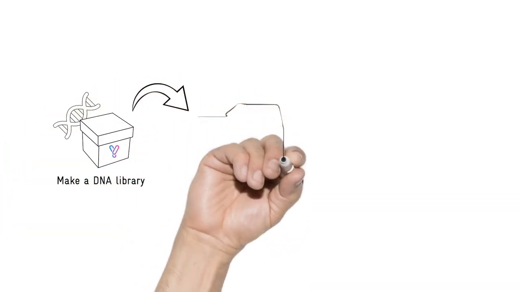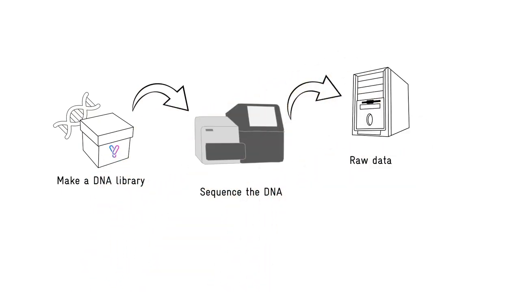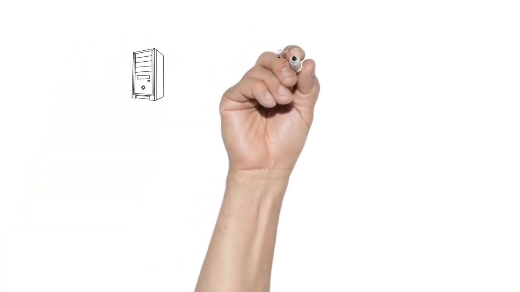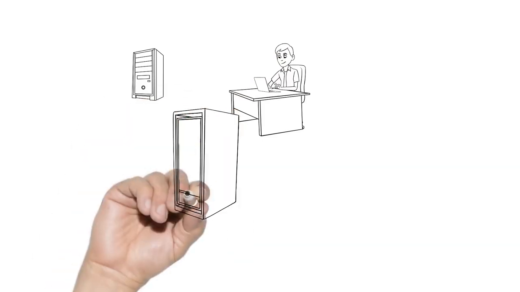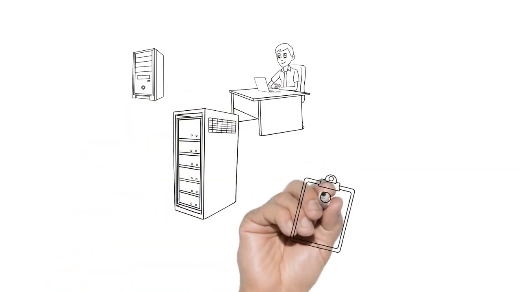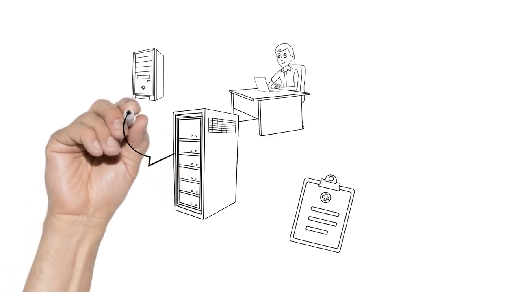You prepare your DNA into what is called a library, then you sequence it, and after that, you have a bunch of raw data. The data itself is not interpretable. It needs to be turned into something meaningful. And to do that, a bioinformatician will build a software solution to process the data and turn it into a meaningful report. Often, a lot of data for a lot of samples needs to be processed.